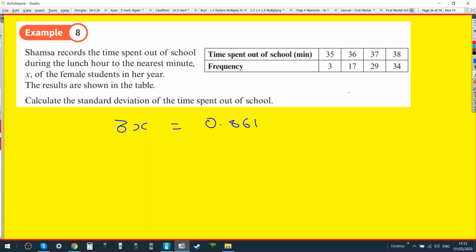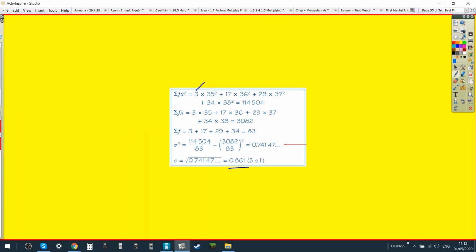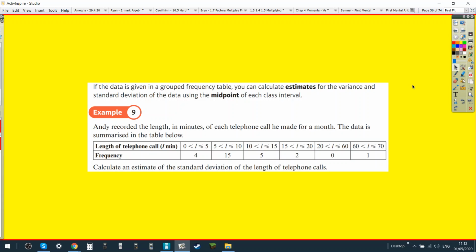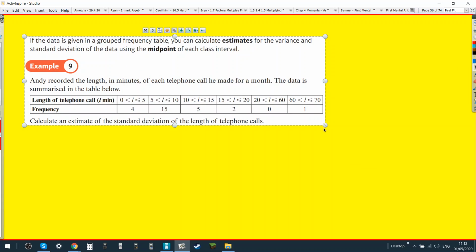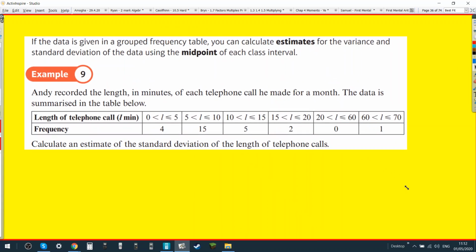Any questions there? No. Okay. As far as I'm aware, the exam questions explicitly say use your calculator to find the standard deviation, just so people don't try to find it the long way. Okay, how about this one? How do we do this?